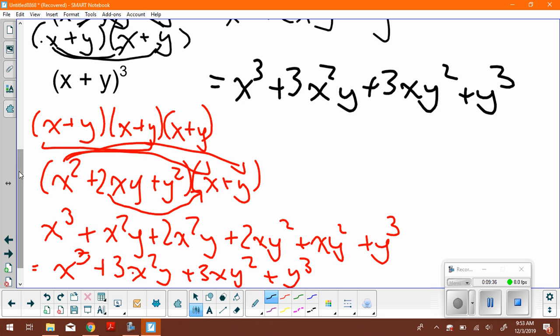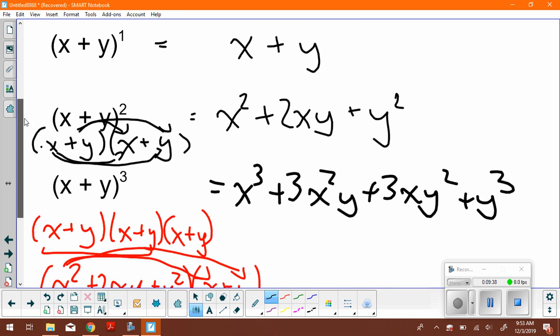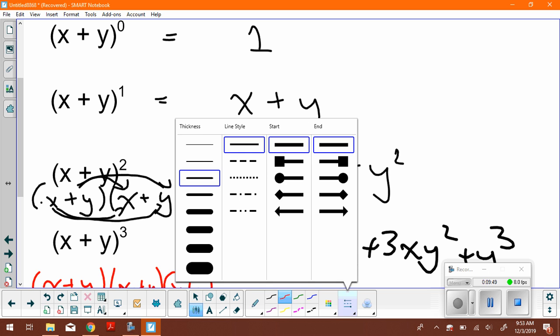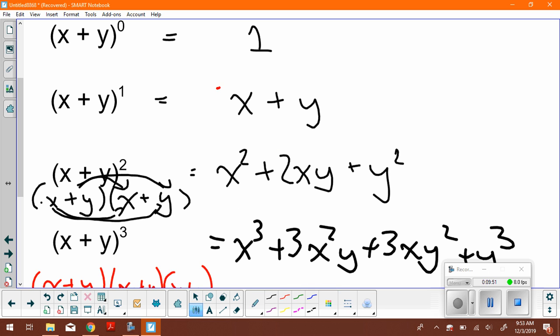Okay, so having a peek back up here, here's what I've got so far with my powers. Okay, I had a 1, I had an x and a y, and we don't normally write them down, but just for the sake of argument, we'll write the coefficients there. That is 1x and 1y. Okay, my next row, I have 1x squared plus 2xy plus 1y squared. And my next row, I have 1x cubed plus 3x squared y plus 3xy squared plus 1y cubed.